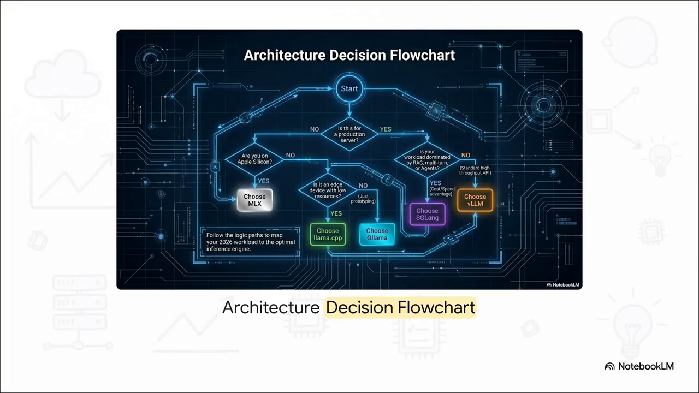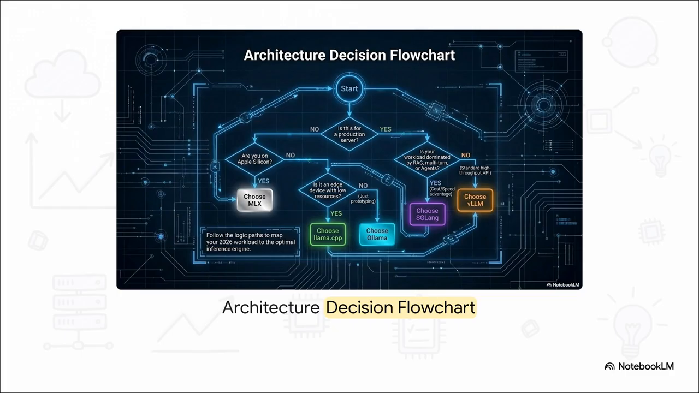If we follow the logic paths of this architecture decision flow, we start right at the top. Is this for a production server? If no, you ask about your hardware. If you're on Apple Silicon, boom, you immediately choose MLX. On low-resource edge devices, llama.cpp is your engine. Just doing some rapid prototyping across platforms, Ollama is your best bet.